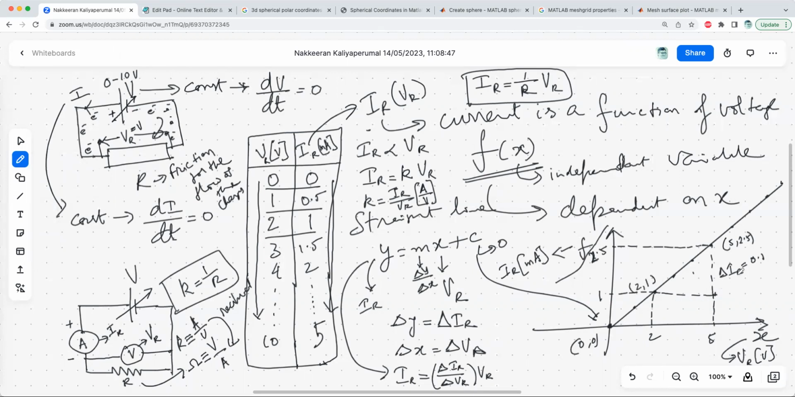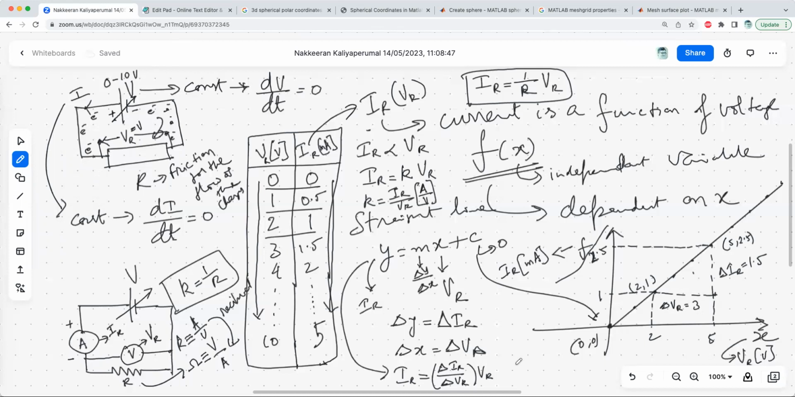So that makes this 1.5, right? So the 1.5 and 3 volt difference gives you the change in the current as 1.5 ampere. Yeah, that makes sense, 1.5 ampere. And this delta VR is going to be our 3 volt.